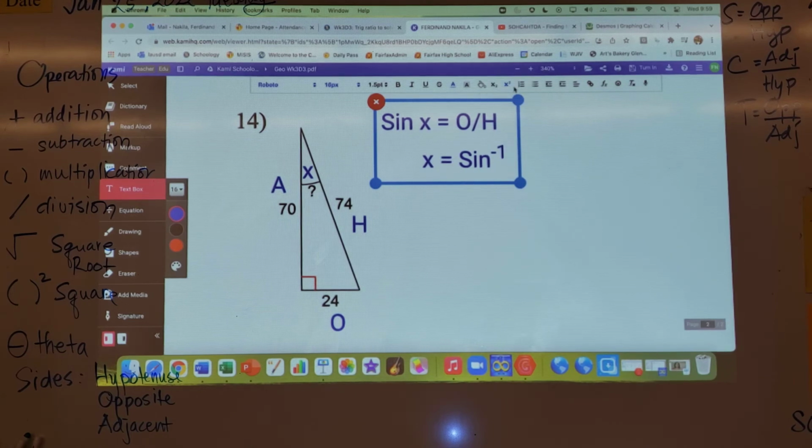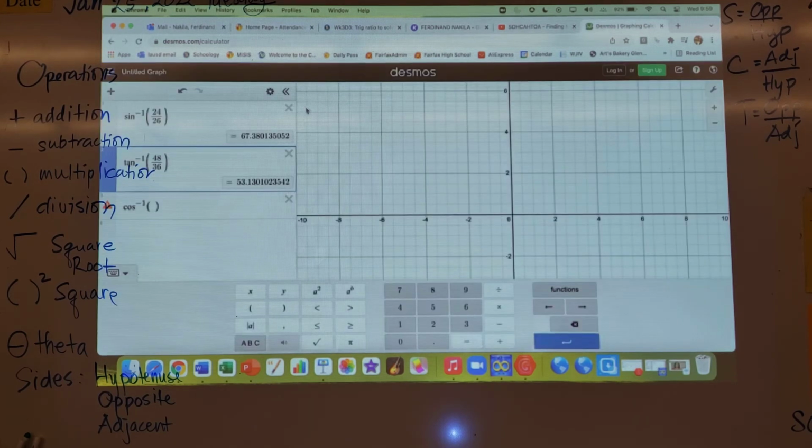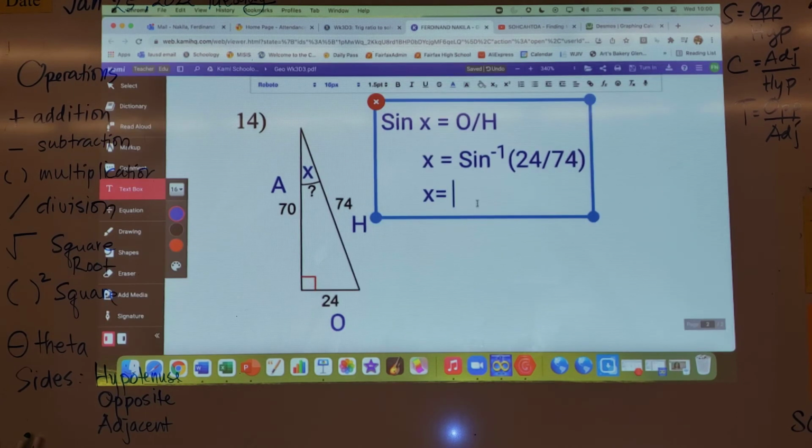But how did you get to the degrees again? The big wrench on the top right. Oh, that thing. Now I have to replace the O, which is 24, and the H is 74. 24 over 74. Sine inverse of 24 over 74. I got 18.9. I just put 19. 18.9 degrees.